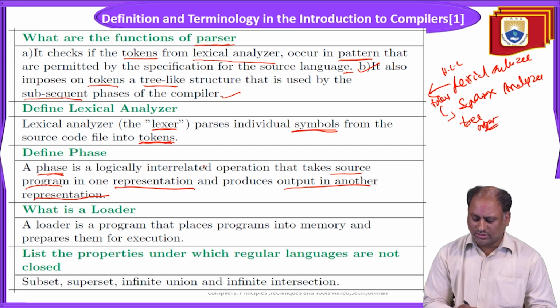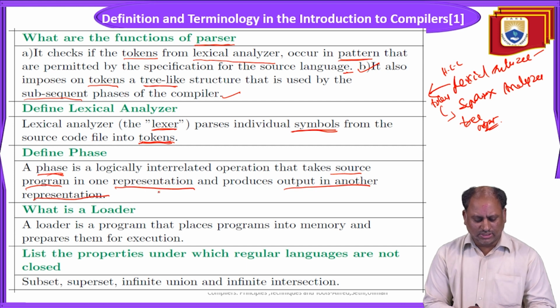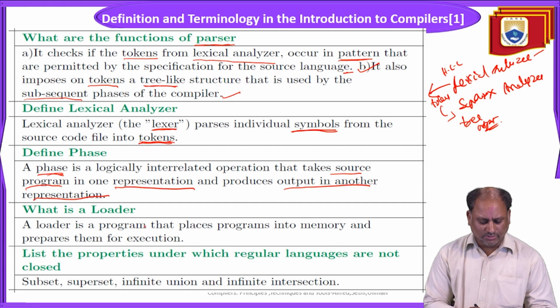So here, this phase is doing some activity, taking the source program in one representation and producing tokens as output in another representation. Similarly, the syntax analyzer accepts the tokens as one representation and produces the tree structure as another. So that is what a phase is: nothing but different forms of representation it produces from the input it accepts.